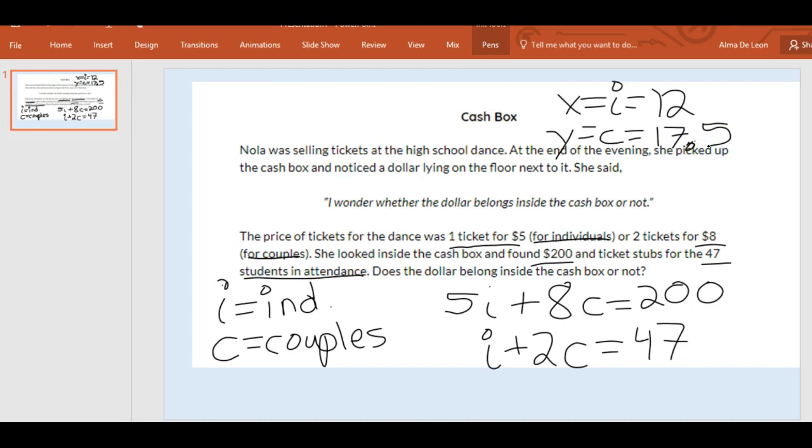So this lets me know that there were 12 individual students that attended. And then there were 17 and a half couples that attended. So maybe half of a couple would just be one person, so that still kind of makes sense. And if I want to make sure that this is correct, I can just take those two numbers and substitute them in.